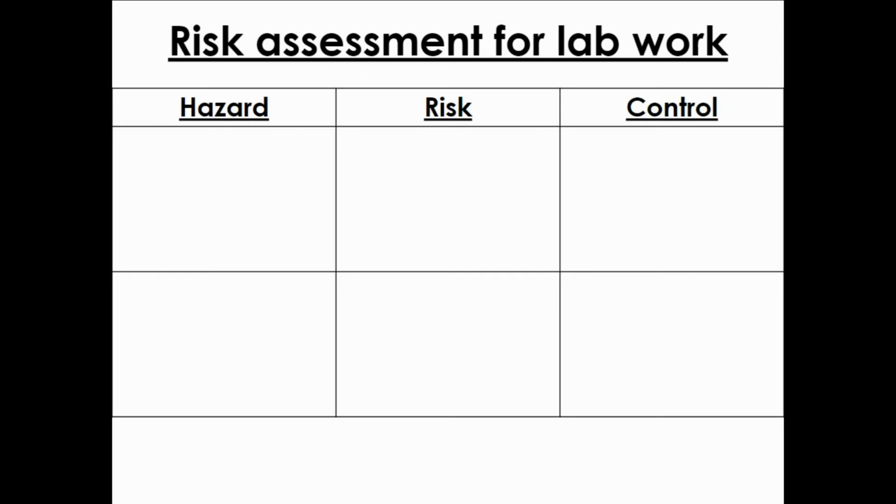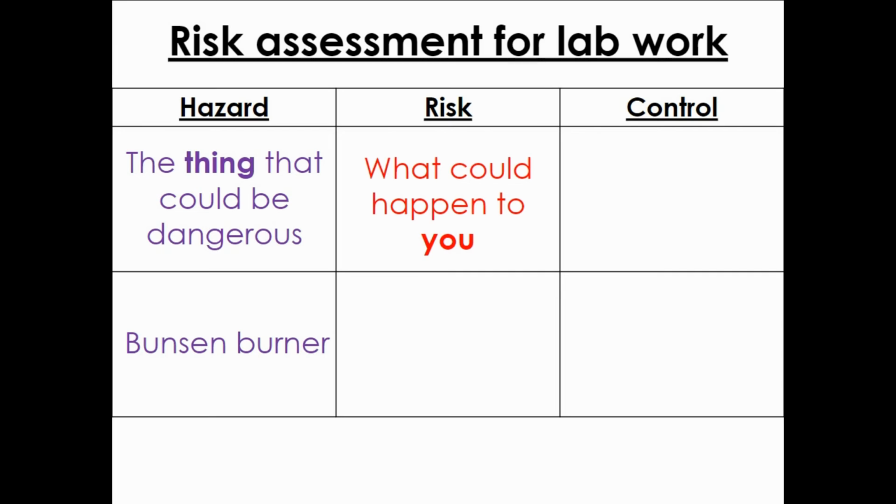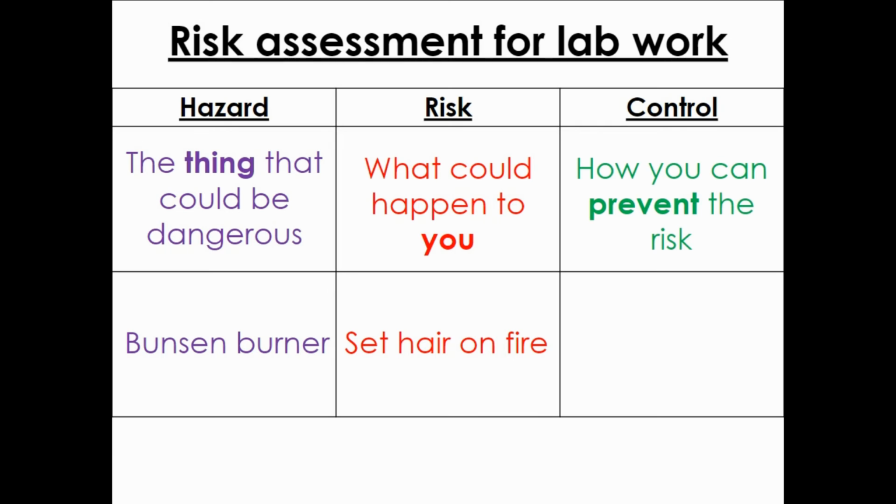So with a Bunsen burner, the hazard, the thing that could be dangerous, is going to be the Bunsen burner itself. The risk, what could happen to you, is set your hair on fire or burn you or something. And a control to prevent the risk, if you're talking about hair, you can tie the hair back. And if you're talking about clothing setting on fire, you can make sure there's no loose clothing.